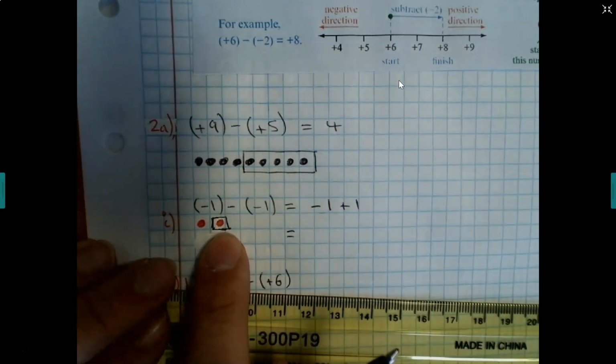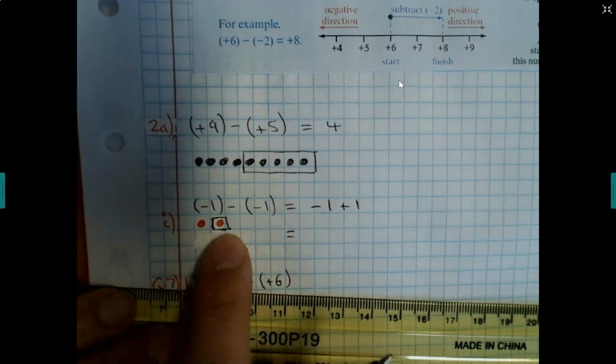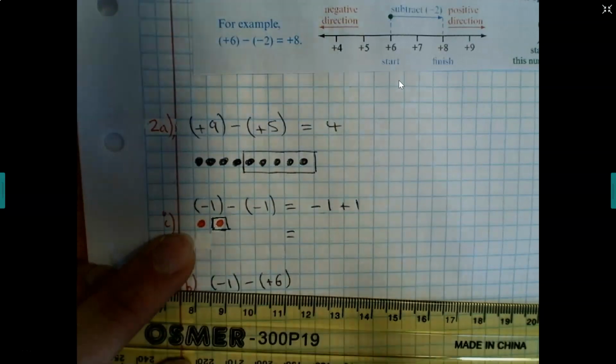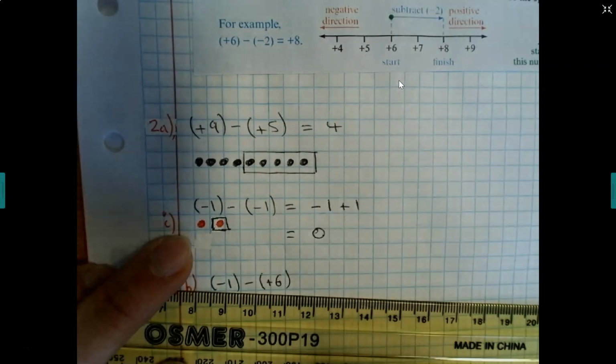0, because again, if we think of this model where when we're subtracting a negative, if we inverse the color there, that one would become blue. So we've got 1 negative, 1 positive, which gives me 0. So that would be 0.